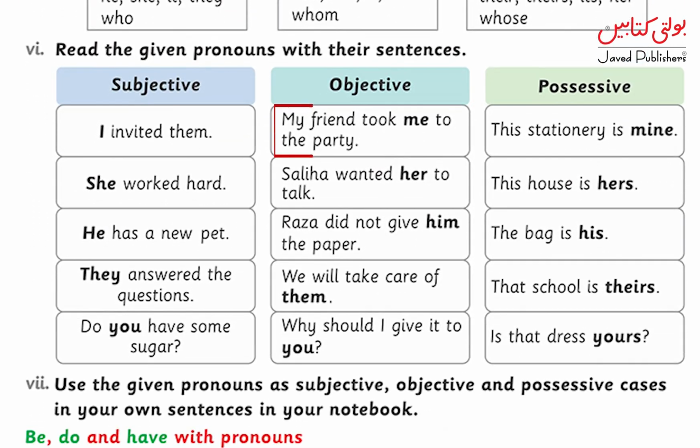For example, my friend took me to the party. Here, who went to the party? Me, that is I went to the party, but my friend took me to the party. So the action was done on me, so I am going to be the object of the sentence. Hence the objective pronoun. Then we have possessive pronoun. Possessive pronoun shows the ownership. For example, this stationery is mine. So mine, yours, their, its, hers, ours, all these words show possessiveness.